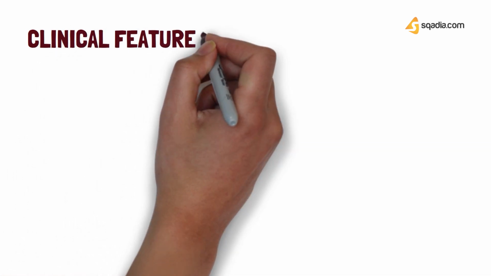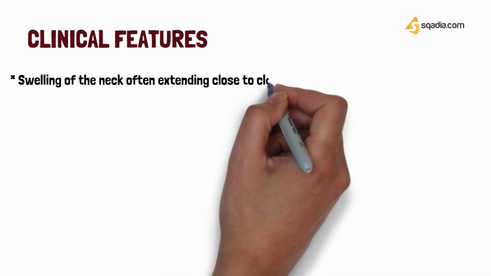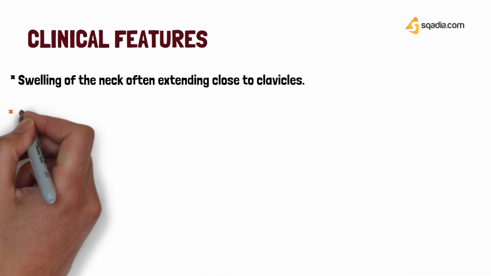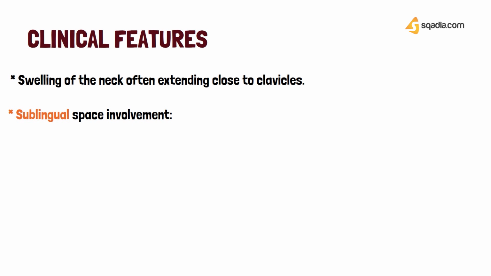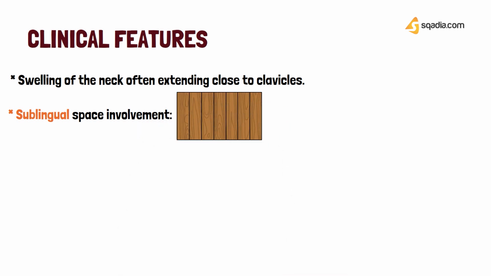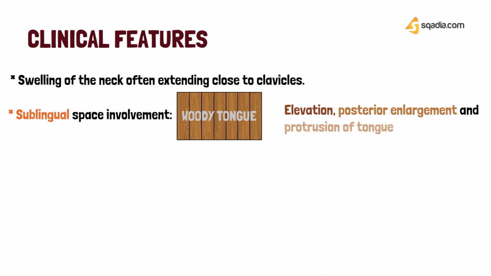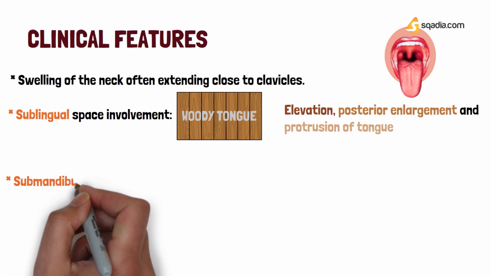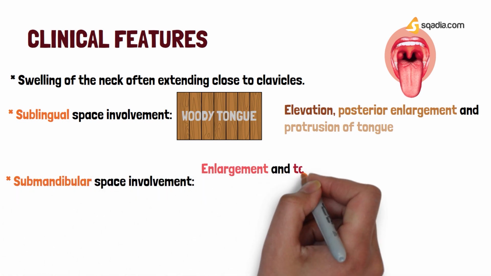First of all, there's going to be swelling of the neck, which often extends to the clavicles. If the sublingual space is involved, there is a phenomenon which is known as woody tongue. Now, what is woody tongue? In this, there is elevation, posterior enlargement, and protrusion of the tongue. If the submandibular space is involved, then there is going to be enlargement and tenderness of the neck above the level of the hyoid bone.